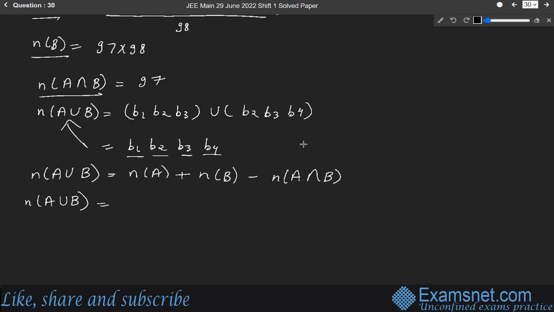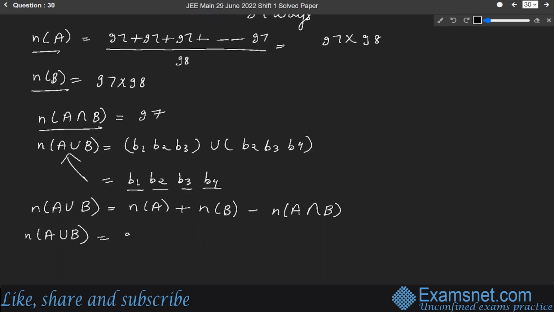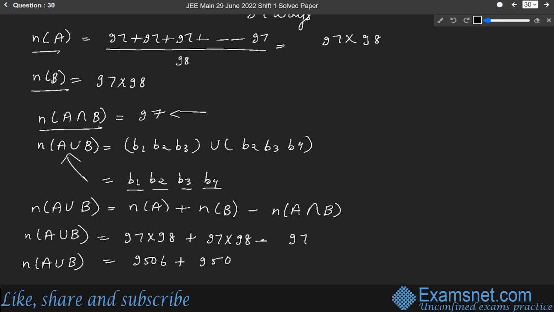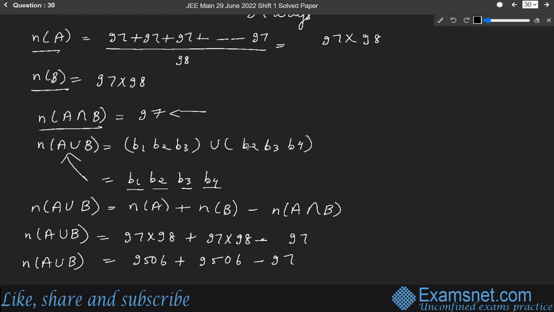All right. So n of A union B, which is the total permutations for B1, B2, B3 and B4, will be equal to n of A. What is the value of n of A? It is 97 into 98, plus n of B. N of B is also 97 into 98, minus n of A intersection B. What is the value of n of A intersection B? It is 97. Okay. So here we have to calculate the final value of n of A union B, right? So what is 97 into 98? 97 into 98 is 9,506, plus again 97 into 98, 9,506, minus 97.